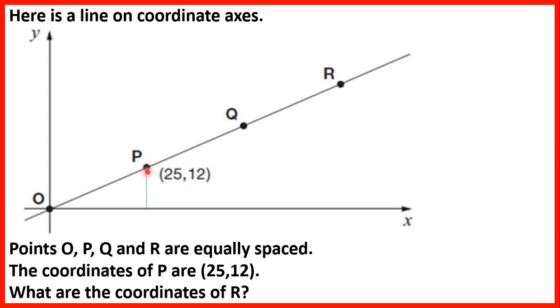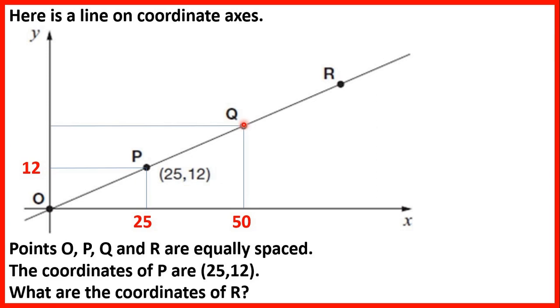So we know that point P has an x coordinate of 25 and a y coordinate of 12. So we can find the coordinates for point Q because we know that the points are equally spaced. So point O has an x coordinate of 0 and point P has an x coordinate 25 more. So that means point Q will have an x coordinate of 50 because we have 0 plus 25 is 25 plus another 25 is 50.